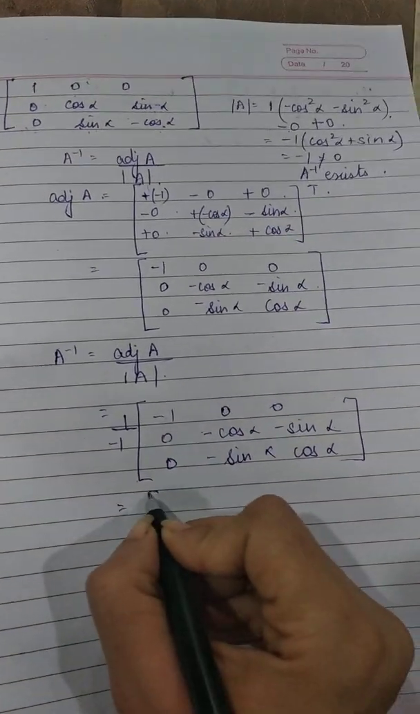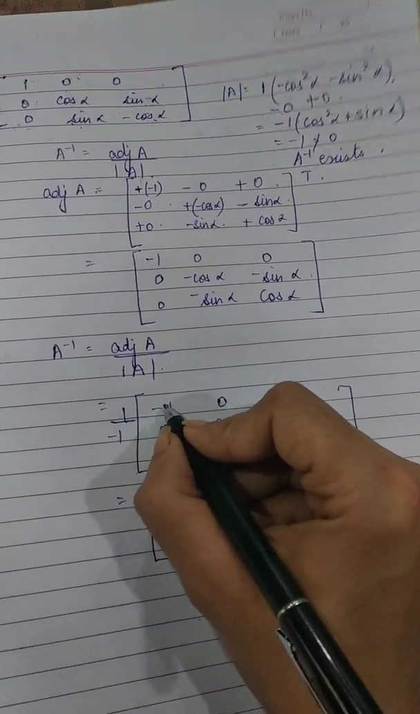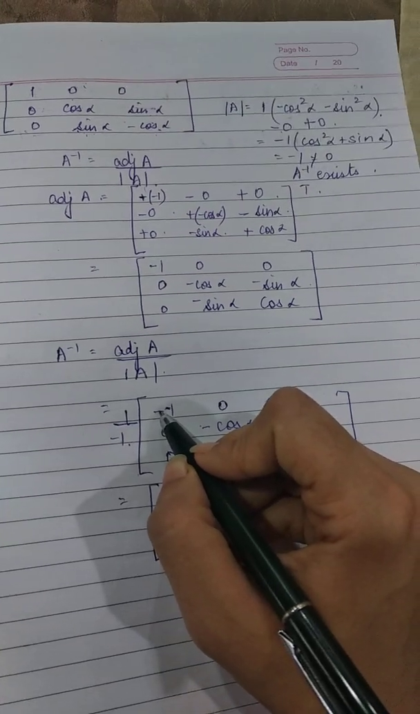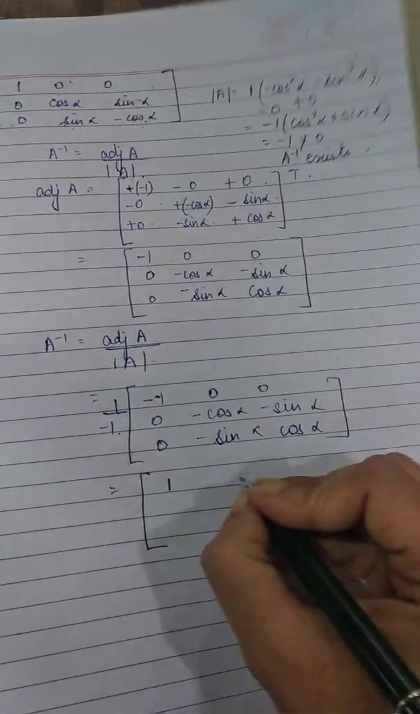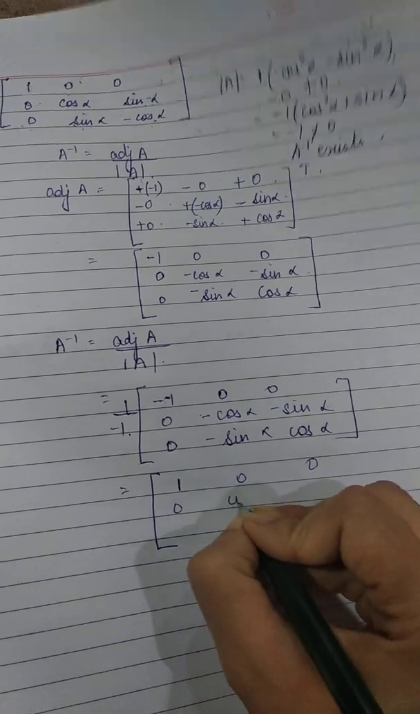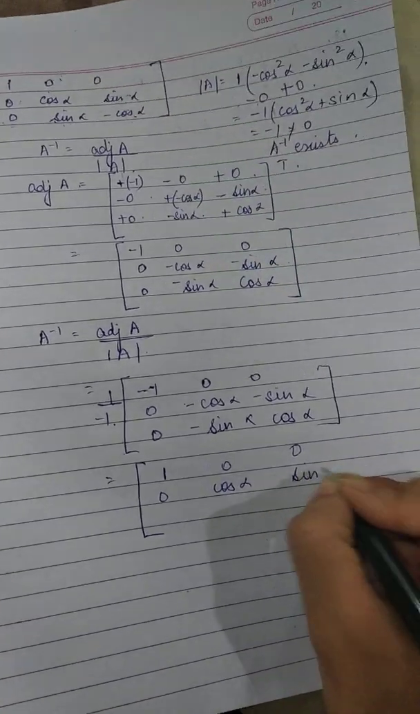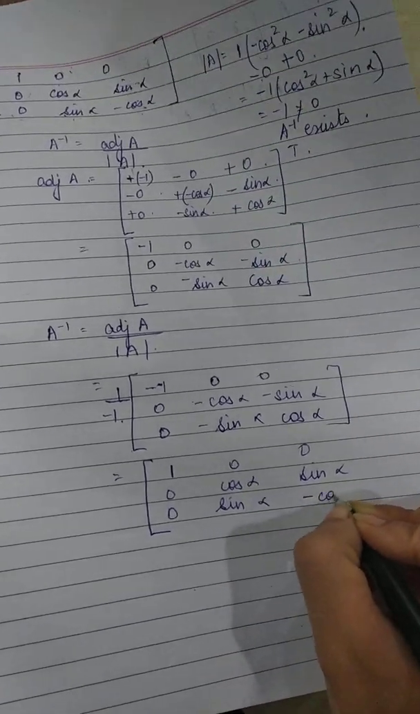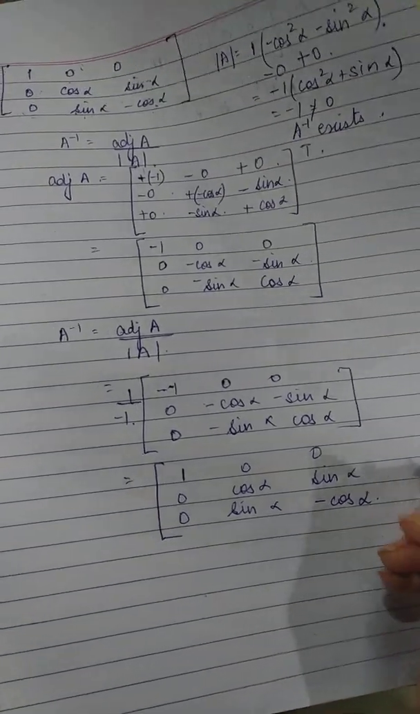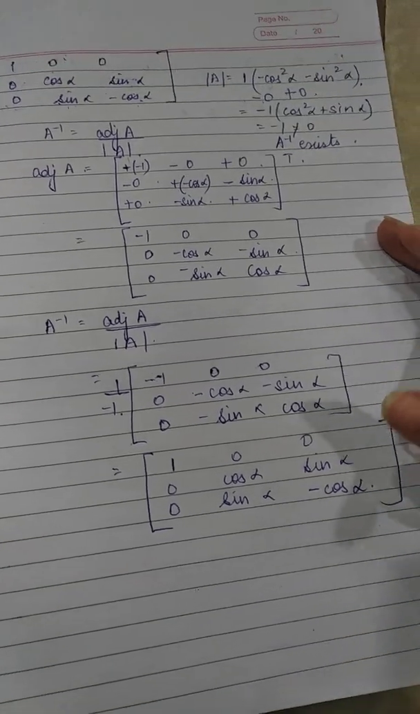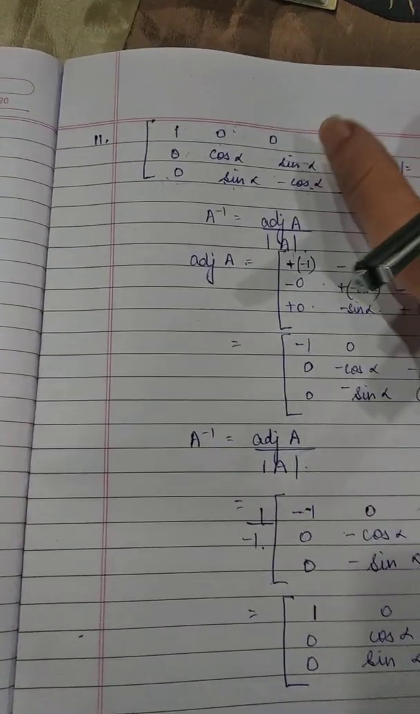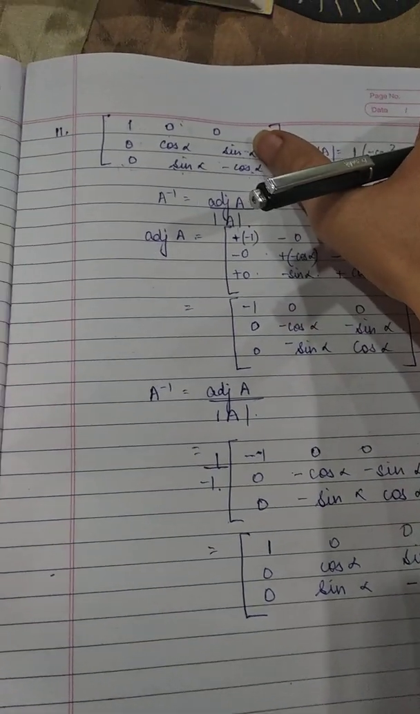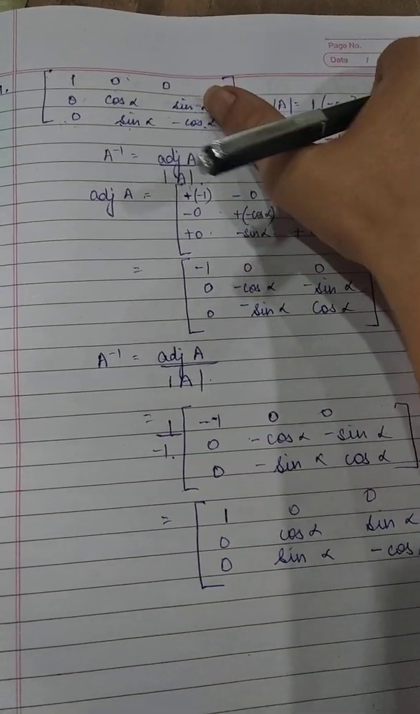divided by minus 1. So what we can do is, since 1 upon minus 1 gives us minus 1, let's multiply all the elements with minus 1. So what do we get? 1, 0, 0, 0, cos alpha, sin alpha. This gives us 0, sin alpha, and minus cos alpha, right? So as we can see, this matrix and the given matrix are exactly the same. So the inverse is the same as the matrix itself, right?